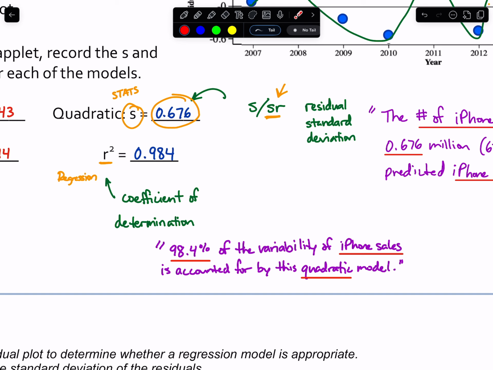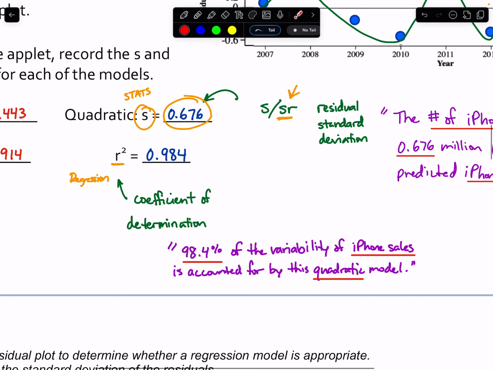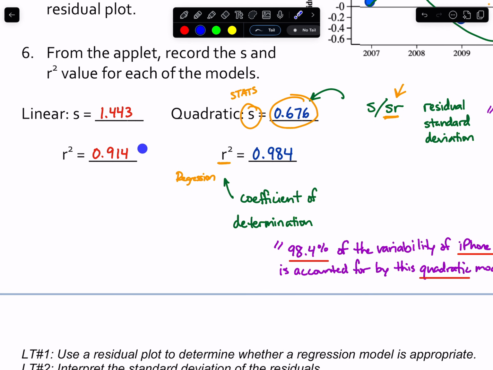Saying that almost all of how spread out our data is is accounted for by this model is a really good thing. We're saying no matter how crazy our data is, we've accounted for almost all of it within this model, versus if we had stuck with our linear model, 91%. Would I rather only account for 91%, or do I want to account for 98%? There's a big difference there, and that's why quadratic is a much better model for our data in this scenario.